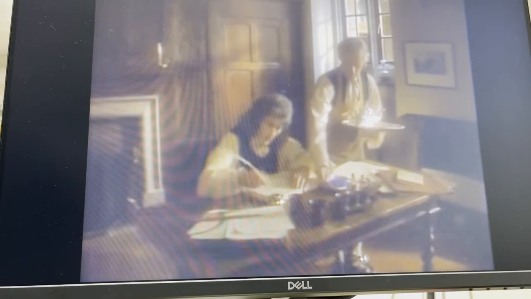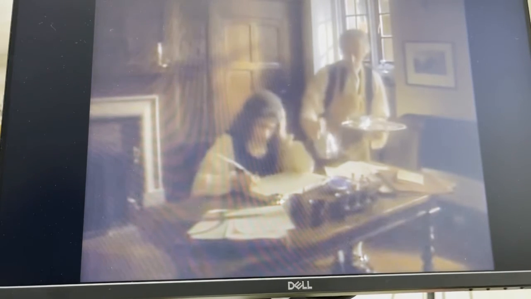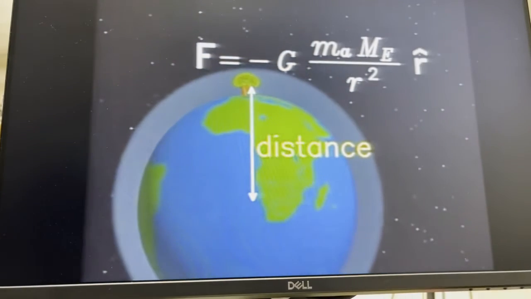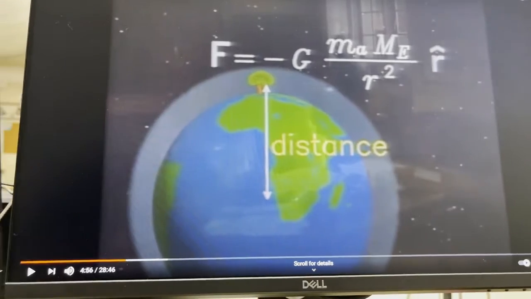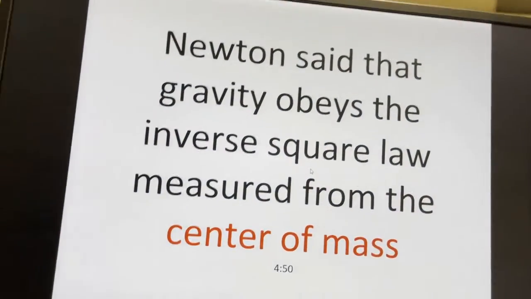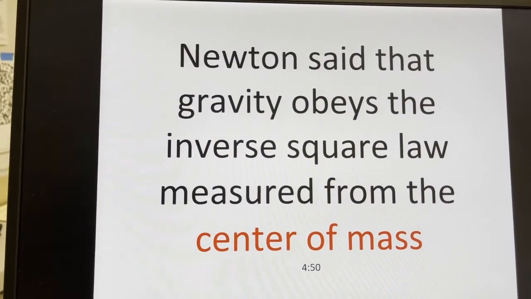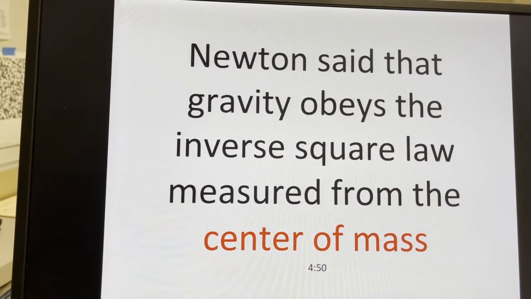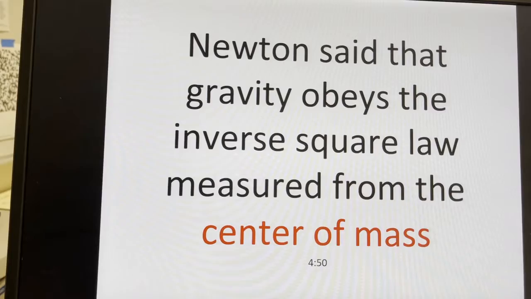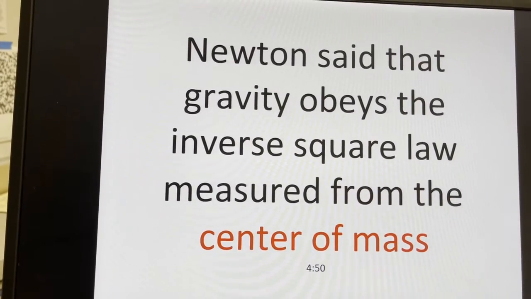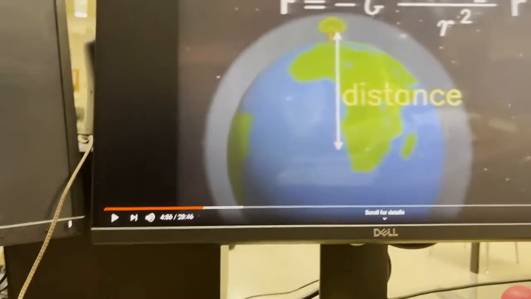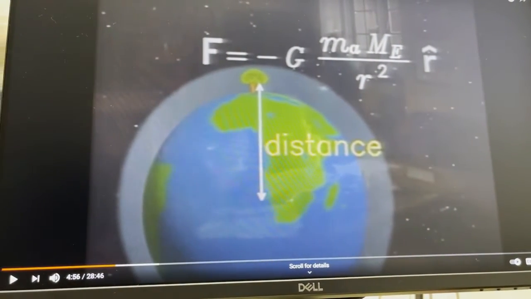To make the point, he'd have to show that when an object's attracted to the Earth, it acts as if all of the Earth's mass were concentrated at the center. Okay, so here's an important point. Newton said that gravity obeys the inverse square law, measured from the center of mass, so that when you use his law of universal gravitation, you have to assume that all the mass is concentrated at one point. That will allow you to use the r squared on the bottom.